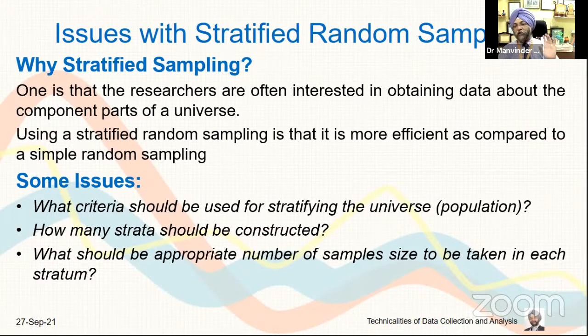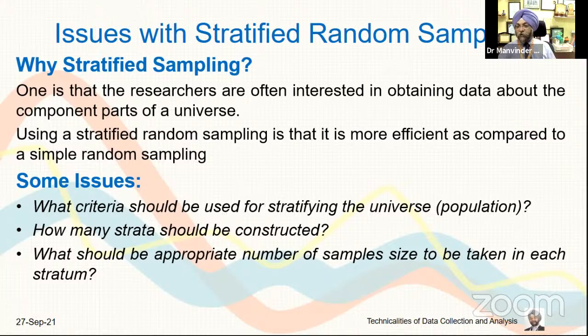Let us assume, for example, the population size is n. Suppose this is to be divided into 3 strata, of size 1, 2, and 3. How should the distribution happen? It should be in the proportion of 1, 2, and 3.